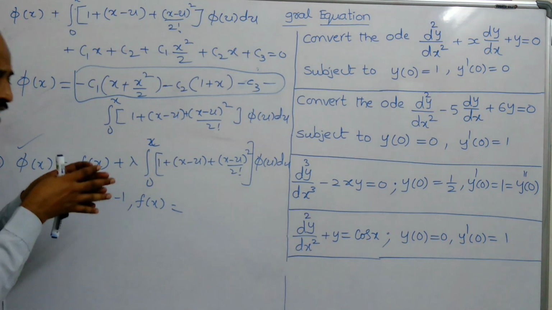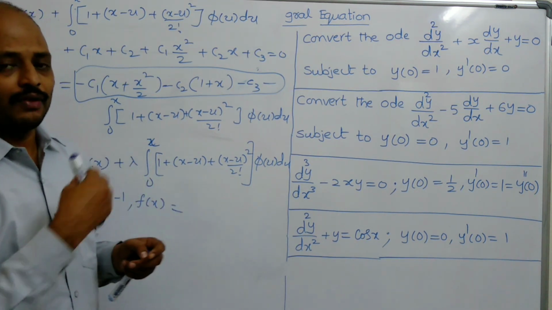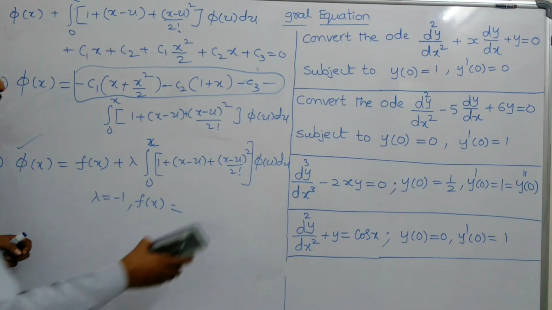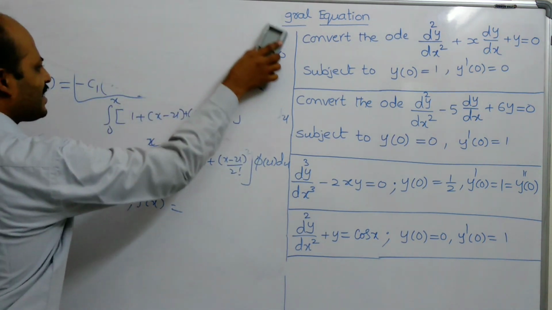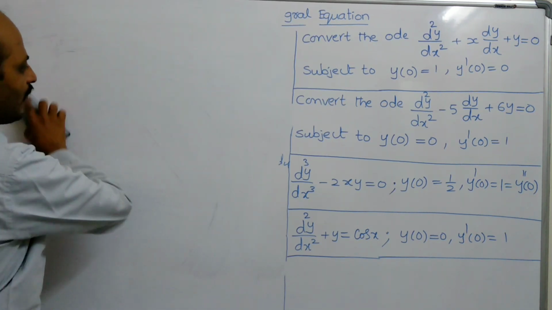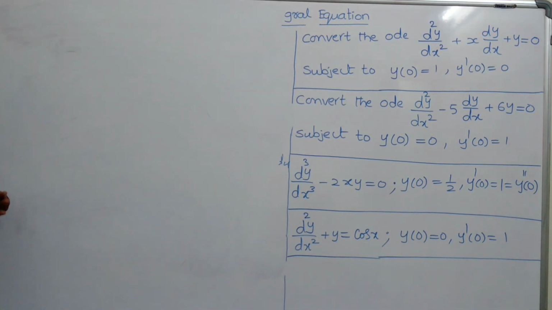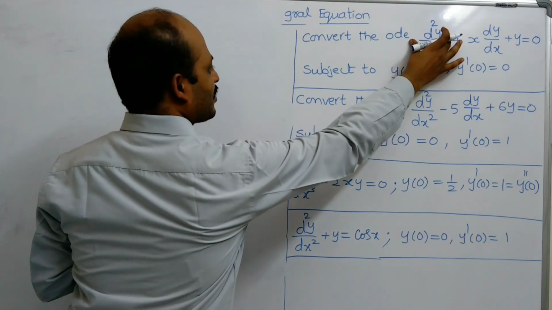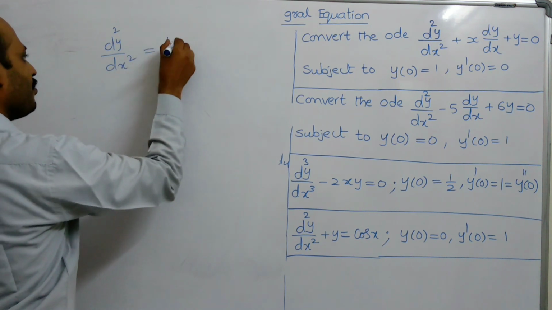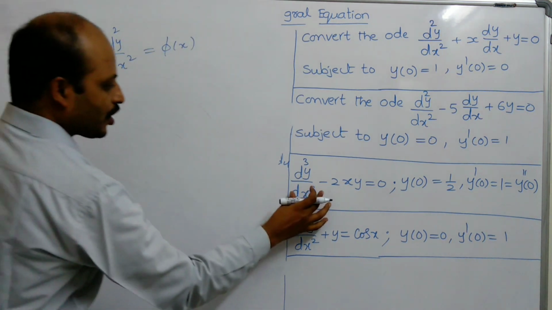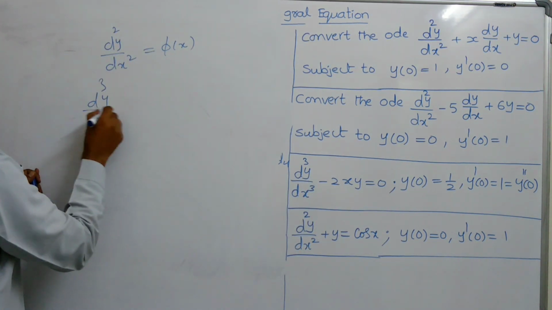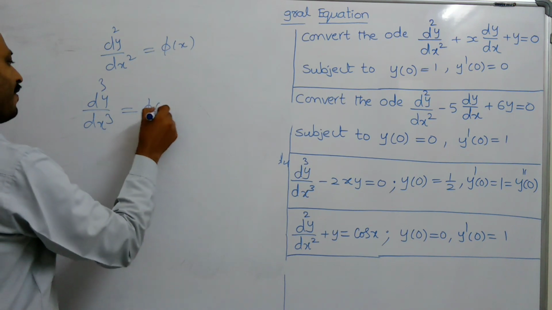Observe that this is the method of converting an ordinary differential equation into an integral equation. First, remember one basic concept, then it is trivial and very simple. Let us take the highest order term as pi of x. If the differential equation consists of a second order term, then you can take d square y by dx square as pi of x. If it consists of a third order term, then you can take d cube y by dx cube is equal to pi of x.